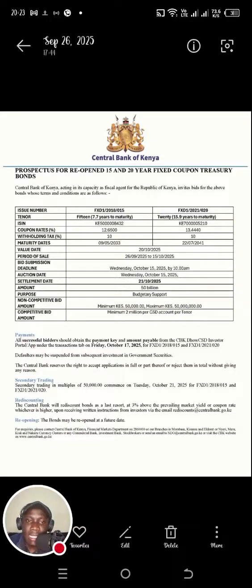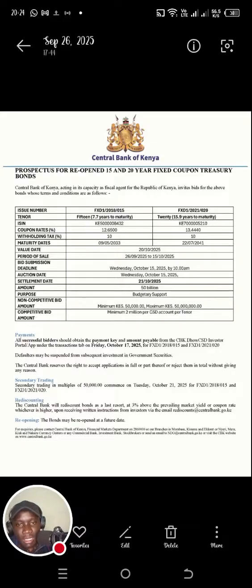It is called DhowCSD. You can see the name on that prospectus. Go get that app, DhowCSD, or get to your browser and just type Central Bank of Kenya DhowCSD portal. You can open an account there. You will be able to do your bidding there, and you'll be able to see anything about your bonds or treasury bills on that portal. So this process is fully digitized, so you can do everything at the comfort of your home. That is the beauty part of it. You can get everything digitally.